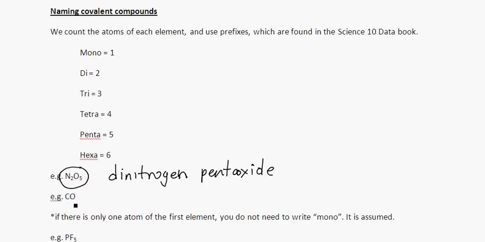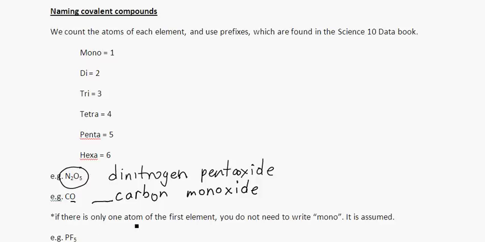Okay, next one, CO. Again, recognize that these are both nonmetals. So this is carbon, and there's only one oxygen. So carbon, I'm not going to say monoxide, just reduce it to monoxide. You've probably heard of carbon monoxide. You may have a carbon monoxide detector in your house. So notice that we didn't say monocarbon, it's just carbon.